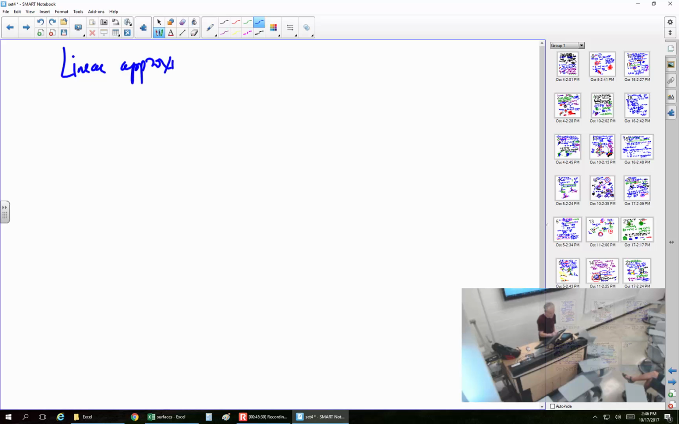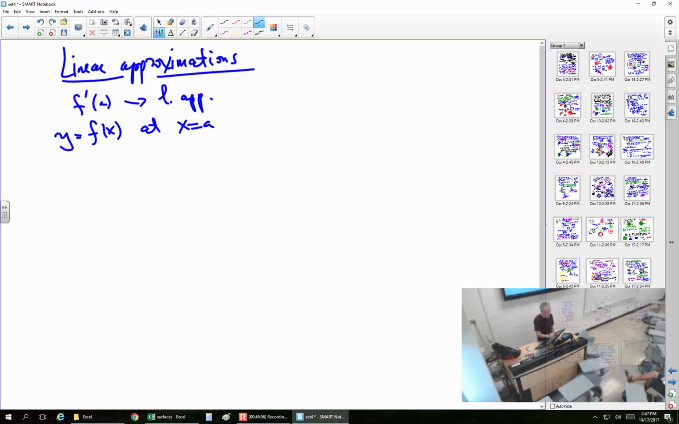So not trying to compute right away what the derivative is, but rather understand linear approximations, and then the meaning of the derivative will fall into our lap. Okay? So linear approximations, in calculus 1, you proceed with f prime, and then you proceed to linear approximation. Okay, so remember the meaning of the linear approximation in calculus 1. So y equals f of x at x equals a, the linear approximation is, or well, technically the best linear approximation.